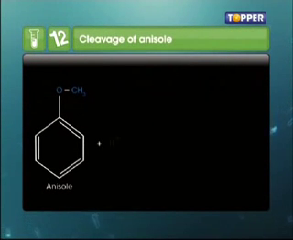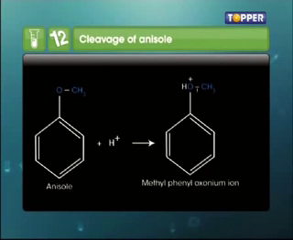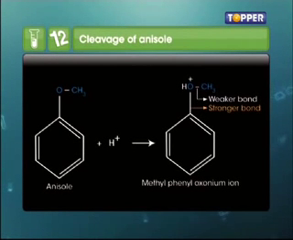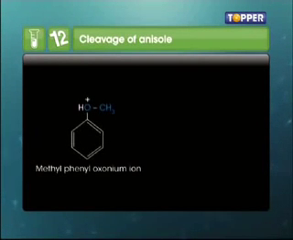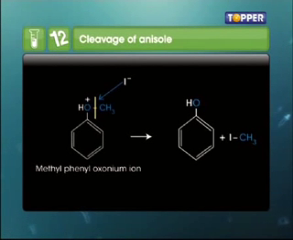In case of anisole, methyl phenyl oxonium ion is formed by protonation of ether. The bond between O-CH3 is weaker than the bond between O-C6H5. This is because the carbon of phenyl group is sp2 hybridized and there is a partial double bond character. Therefore, the attack by halide ion, which in this case is the iodide ion, breaks the O-CH3 bond to form CH3I.